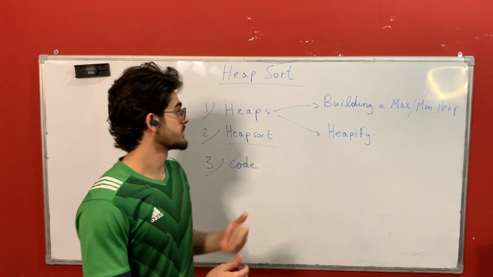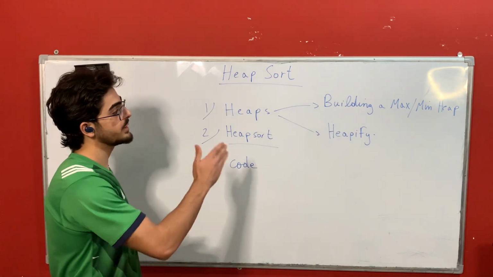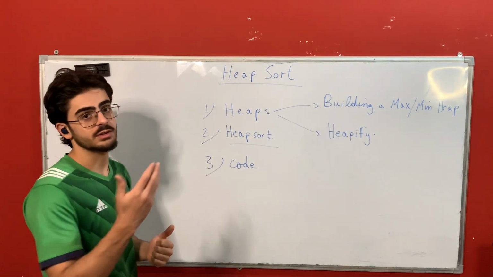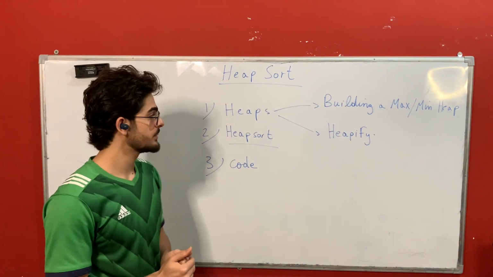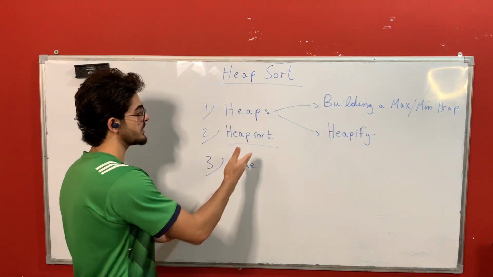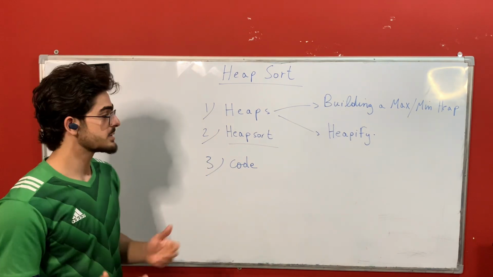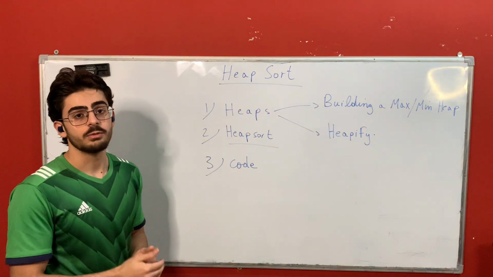tackle heap sort. First, we're gonna tackle heaps and how we can build a max or min heap, and we will discover what is a max and what is a min heap. We're gonna discover a process called heapify, which will help us in heap sort. We're gonna go over heap sort and try to sort an array using heap sort, and finally, we're gonna see the code for the heap sort.